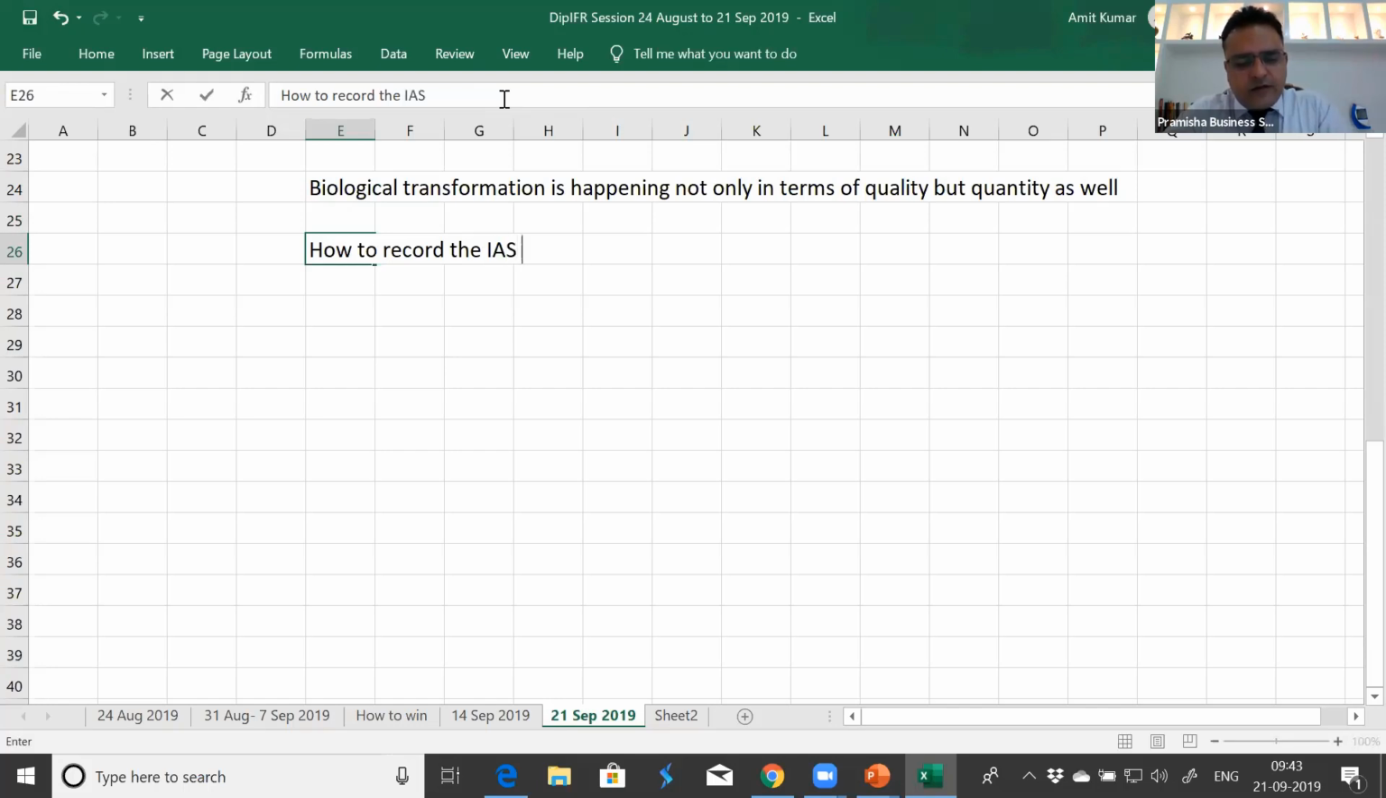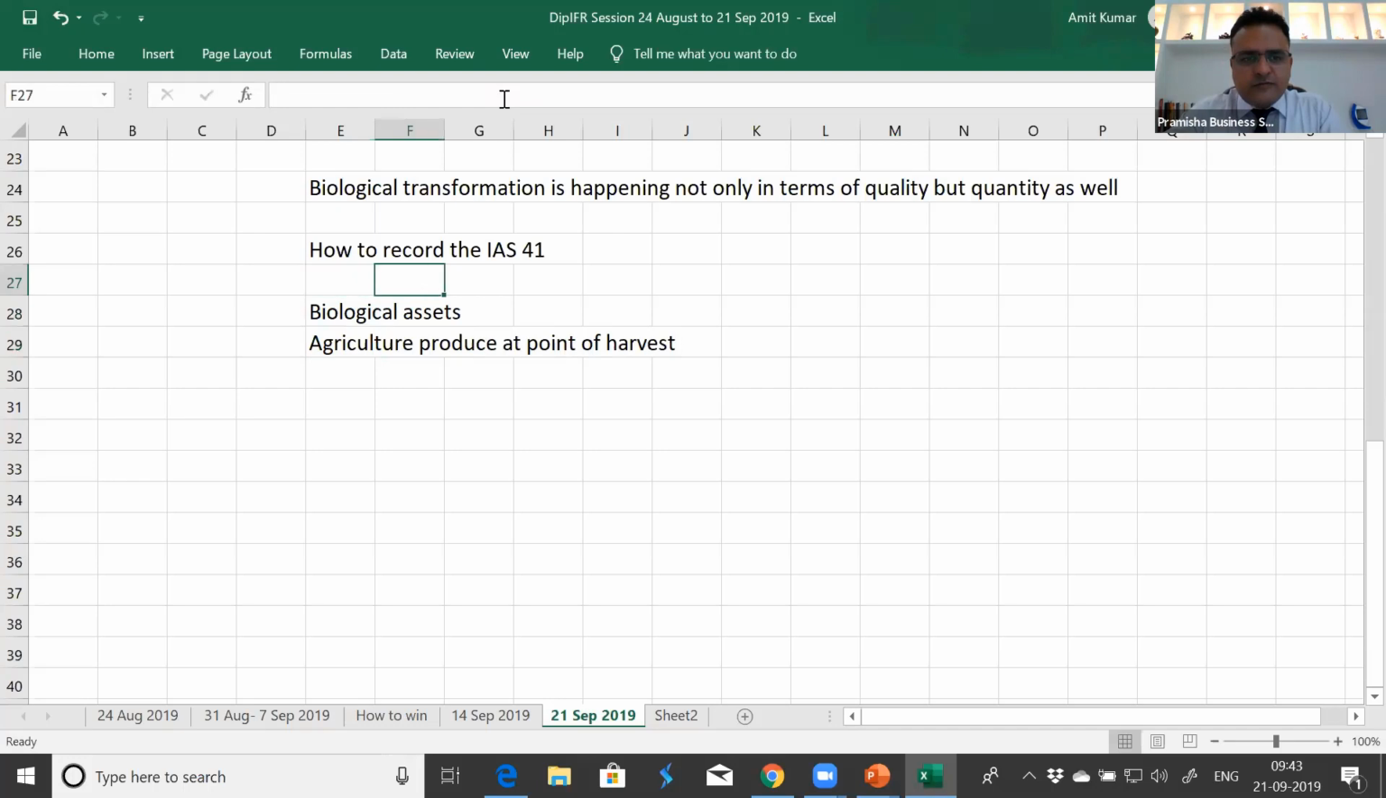IS 41. There are three things: biological assets, agriculture produce at the point of harvest. Biological assets include both plant and animals.